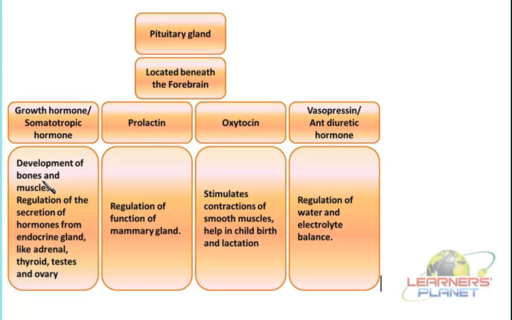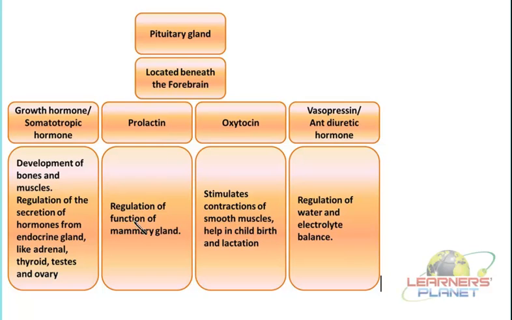So now it's very clear that deficiency of this particular hormone will result in a disease known as dwarfism, and of course if it is in a higher quantity, then the disease would be known as gigantism. Then in the pituitary gland, there is another hormone secreted here, which is known as prolactin.